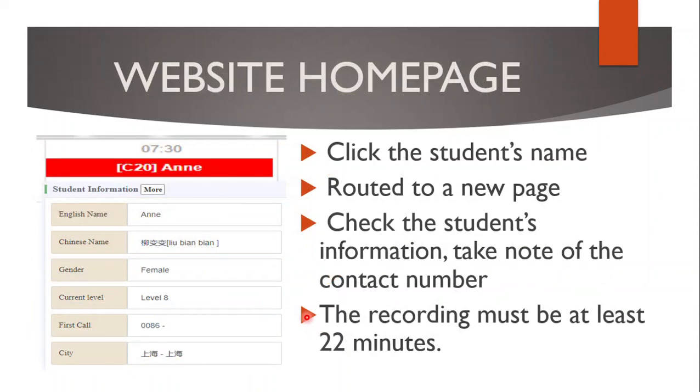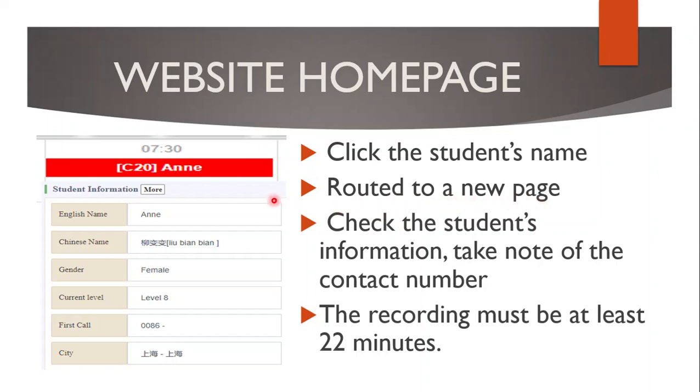Next, you will be redirected to the home page and you will see the class schedule. If you notice, it's in the color red because it signifies that the class hasn't been conducted yet. Now I need you to click the student's name. Once you click that, you will be routed to a new page.